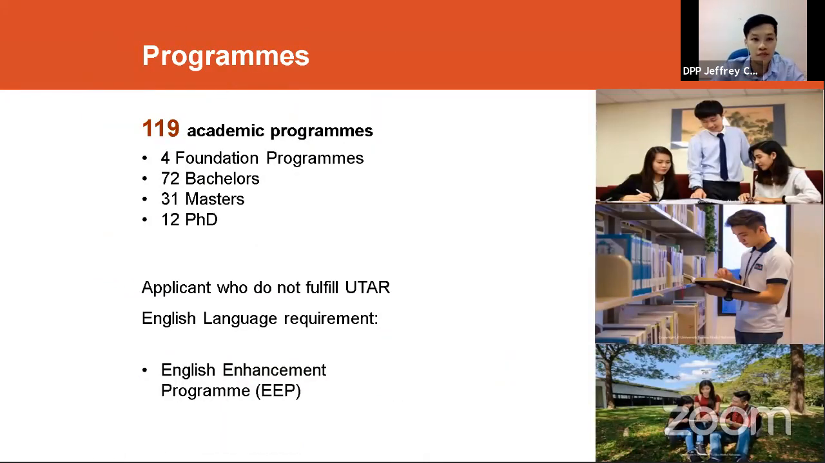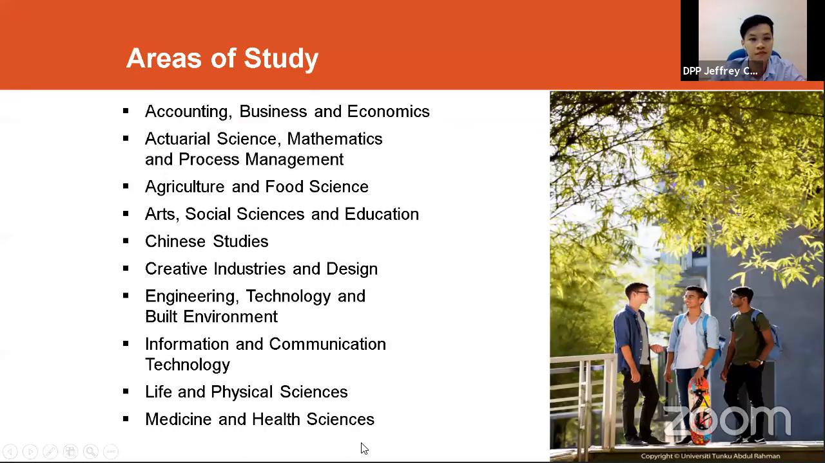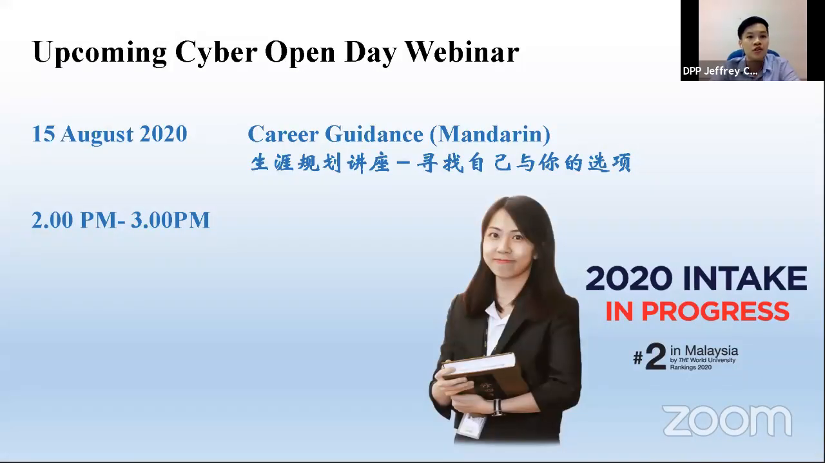These are the programs that Utah offers. We have 119 academic programs: 4 foundation programs, 72 bachelor's programs, 31 master's programs, and 12 PhD programs. The areas of study include accounting, mathematics, science, IT, and medicine and health sciences.